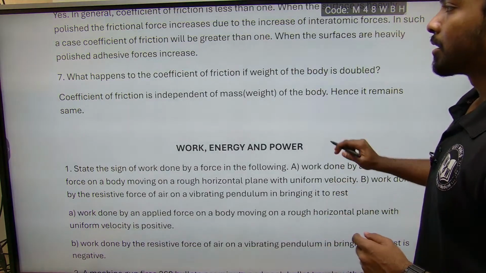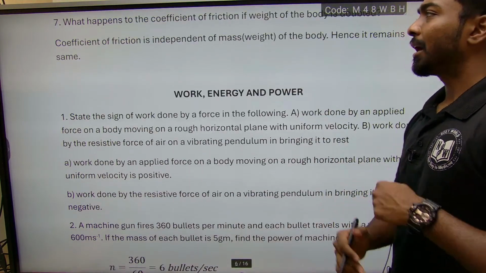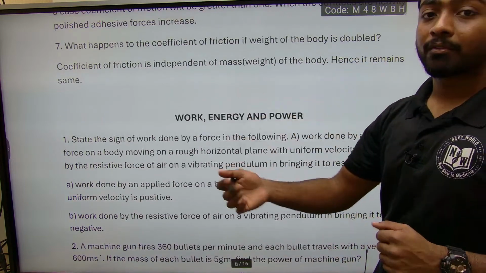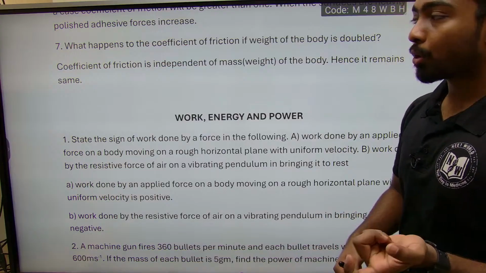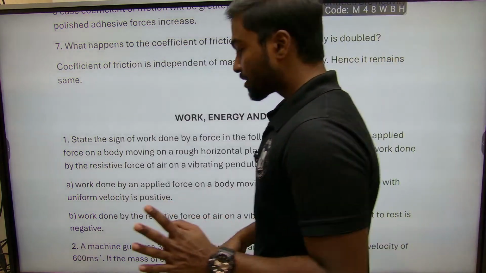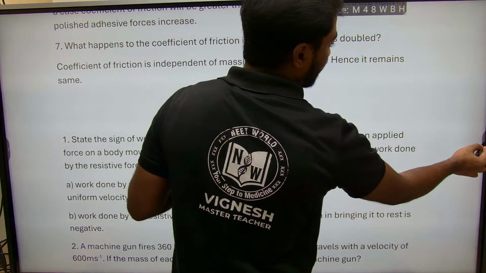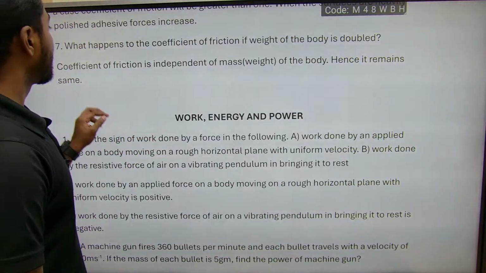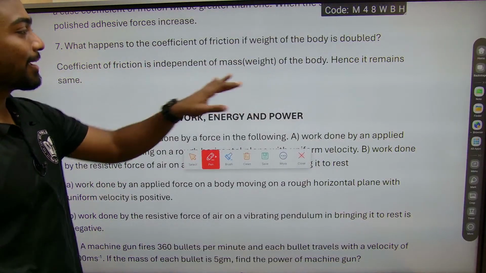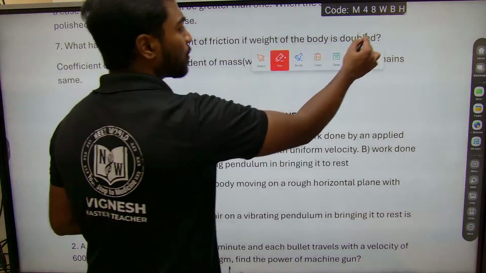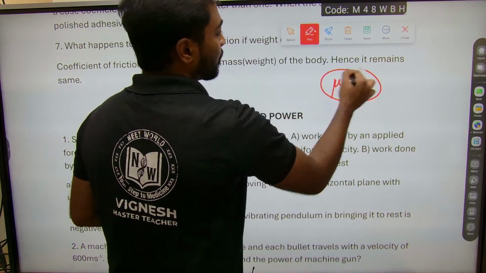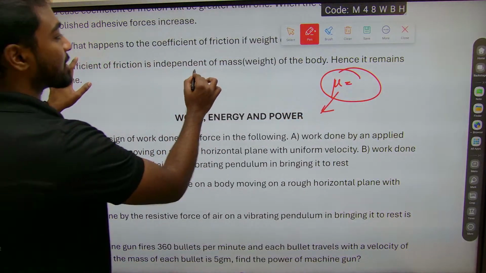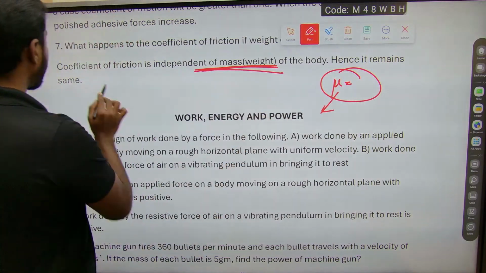Got it? Now, the seventh question: what happens to the coefficient of friction if the weight of a body is doubled? What will happen to the coefficient of friction? So the coefficient of friction is independent of the mass of a body, hence it remains the same. We are talking only about the coefficient of friction, right? So it is independent of mass. So it remains the same.